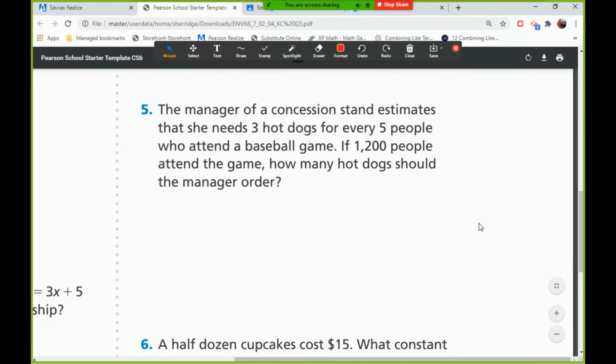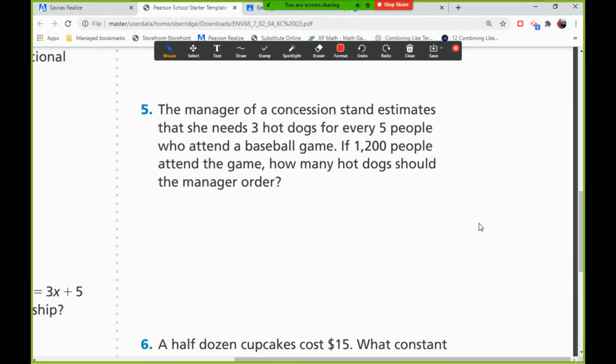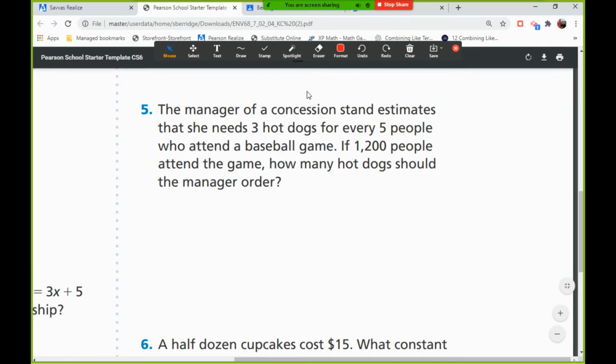Number 5 says the manager of a concession stand estimates that she needs 3 hot dogs for every 5 people who attend a baseball game. If 1,200 people attend the baseball game, how many hot dogs should the manager order? Okay, 3 hot dogs for every 5 people. So that means if she took the number of people, divided it by 5, and then multiplied it by 3 hot dogs, she'd get the number of dogs she needs.